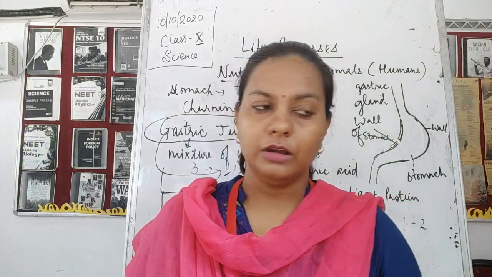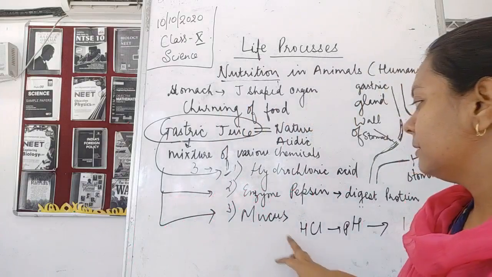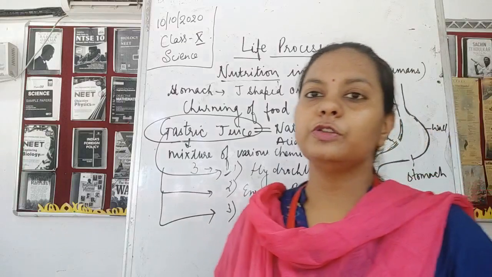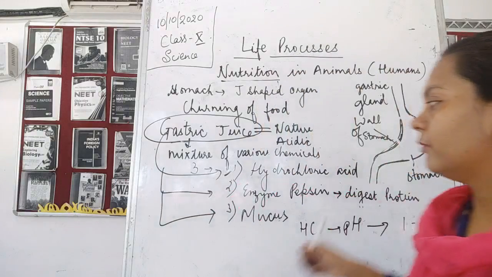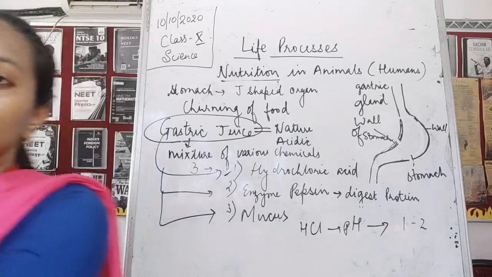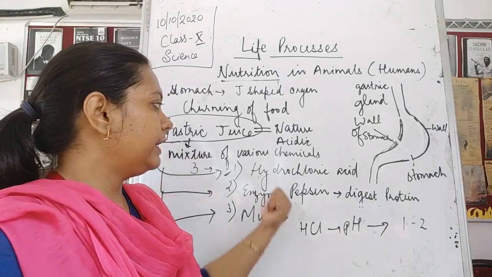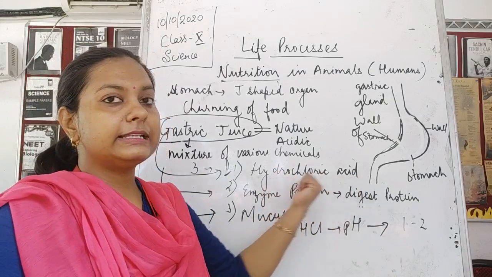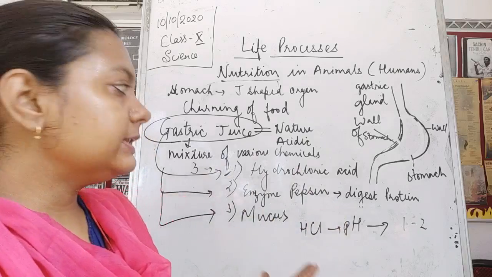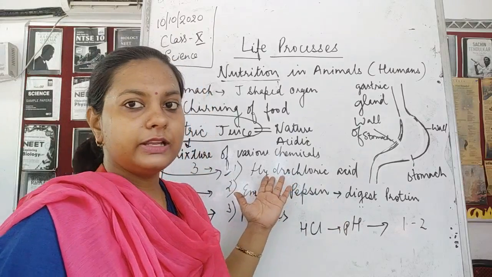which is responsible for the digestion of the protein. Now the third thing is mucus. What is the function of this mucus? Mucus is secreted from the walls of the stomach, and it is helpful in decreasing the action of hydrochloric acid, because hydrochloric acid is a very strong acid.